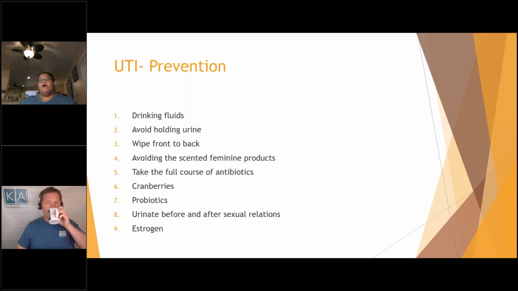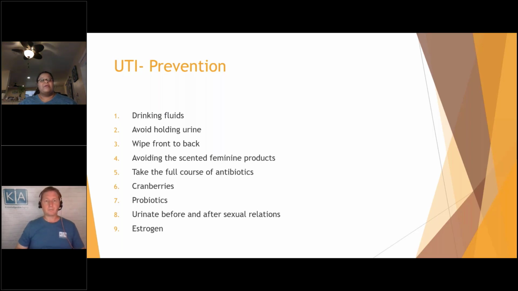Probiotics are the good bacteria. What you can do by taking that is help normalize or give you more of those good bacteria that are going to fight the bad bacteria. Now, this is in the vaginal area. This is also in the GI system. So I think probiotics are good.